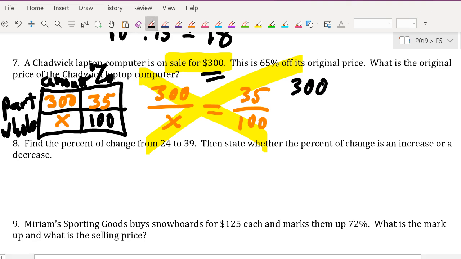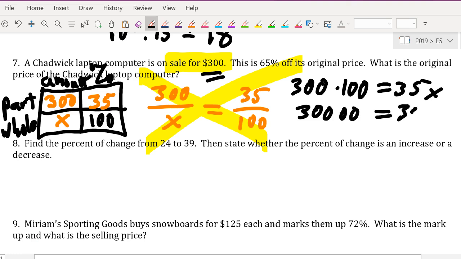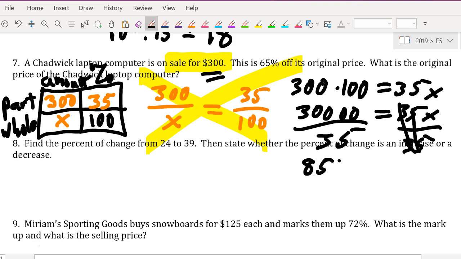300 times 100 is equal to what, Reese? Right, but that's not what I'm asking for. I'm asking you to show me what it's equal to. 35 times x. Very good. Cross multiplication. So we add our zeros here. And then now we divide by 35 on both sides, as you all know. And we get $857.